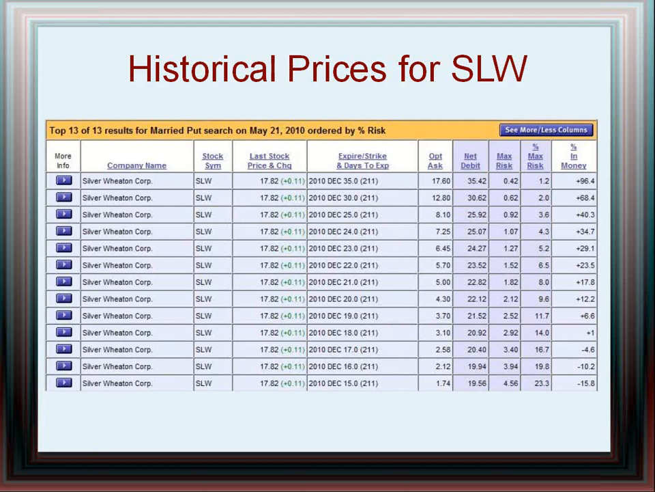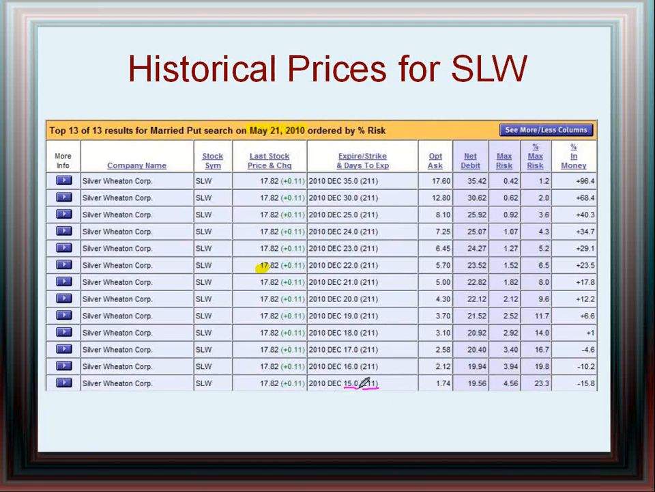Now, this is a historical option chain from around the same time we were looking at that PXP position, but this is actually for silver wheaten, and it's a year older. On May 21st, 2010, silver wheaten was trading at around 17.82. What I want to show you here is the different ranges. Here we see going out to December, 211 days out in time, about 7 months from the time we looked at the trade.